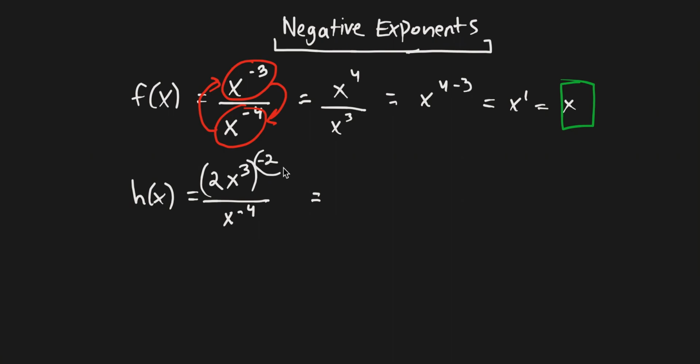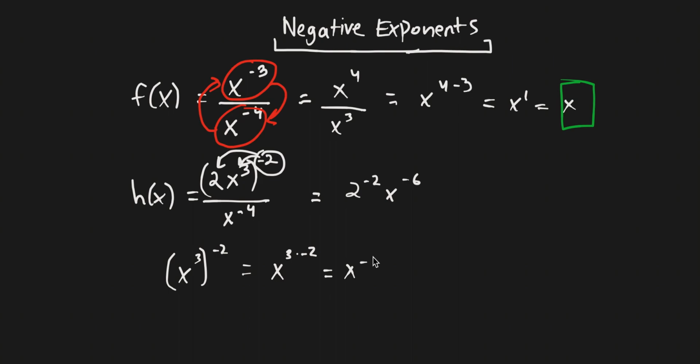What happens is we can take this negative 2 and distribute it to each individual term. So each individual term gets this negative 2. So this is equivalent to 2 raised to negative 2 and x raised to 3 times negative 2, which is negative 6. Basically, x to the third power raised to negative 2 is just equal to x to the 3 times negative 2, which is x to the negative 6th power. So this is what we have here, and the numerators are equivalent, all over x to the negative fourth power.